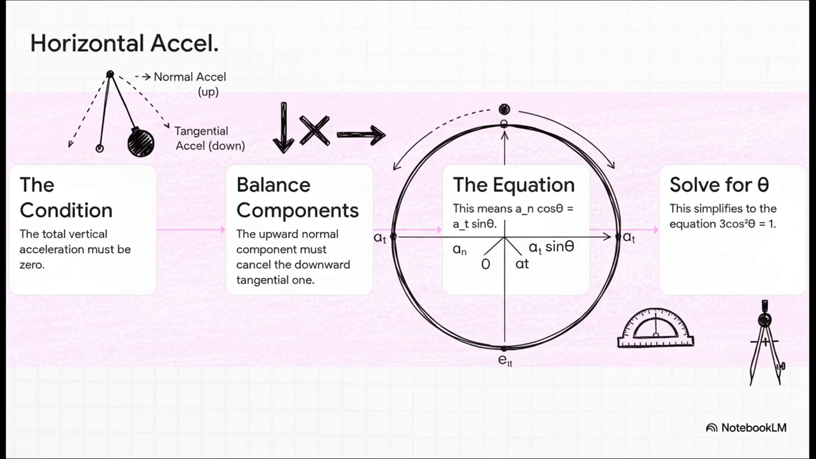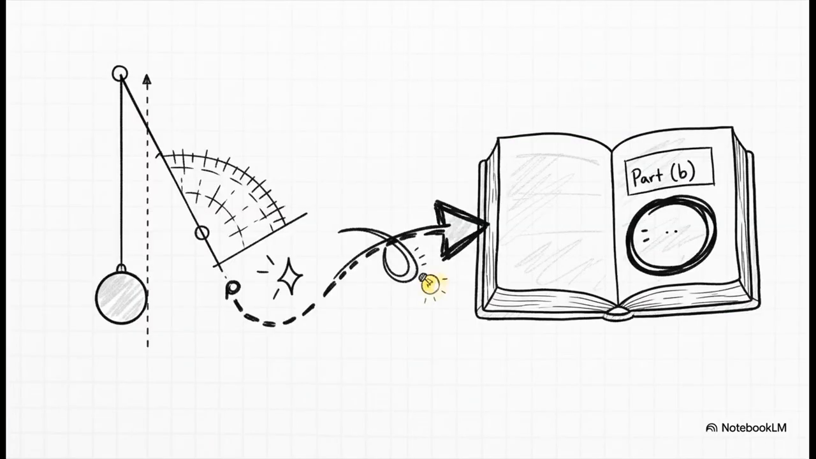So let's look at our two acceleration components. The normal acceleration points partly up, the tangential acceleration points partly down. For the total to be horizontal, the vertical piece of the normal one has to be exactly equal to the vertical piece of the tangential one. So we set them equal, and that gives us the equation we need to solve. When you solve that little equation, you find the angle is about 54.7 degrees.